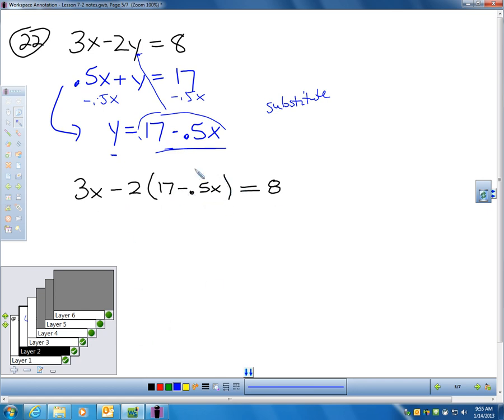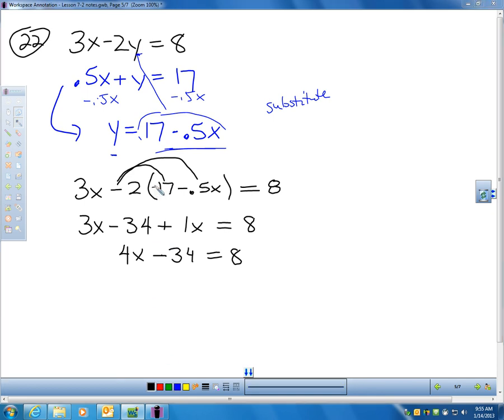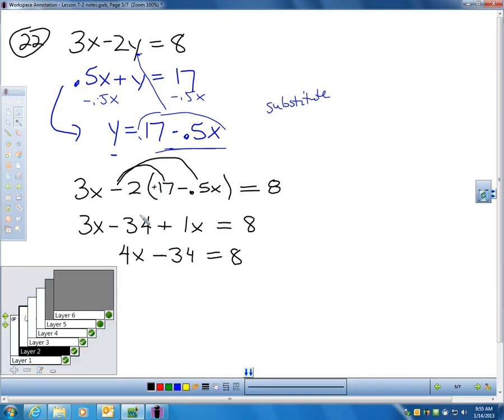I can, remember, simplify would include distributing and combining like terms, so I distributed. Don't make any sign mistakes here. Remember, this is a plus here. Negative 2 times positive 17 is negative 34. Negative times negative is positive 1x.